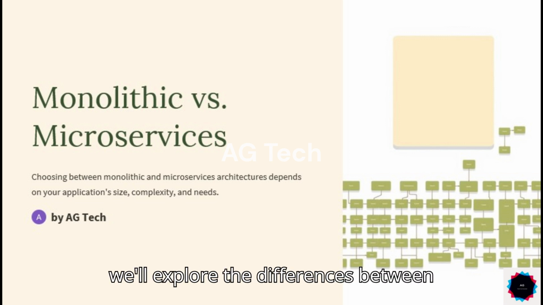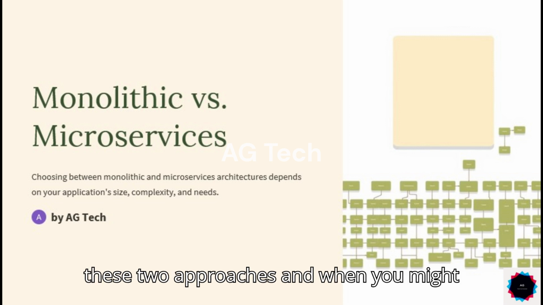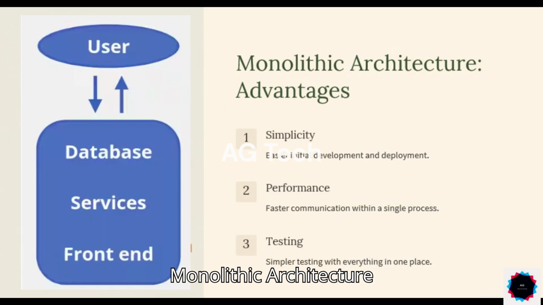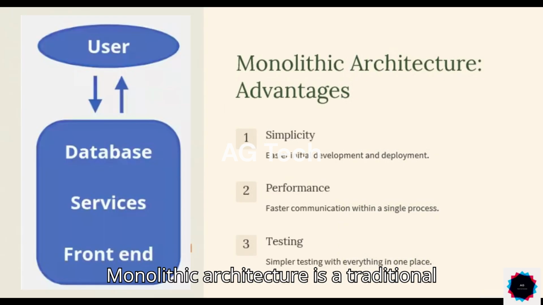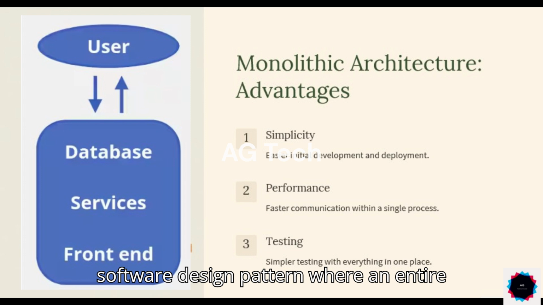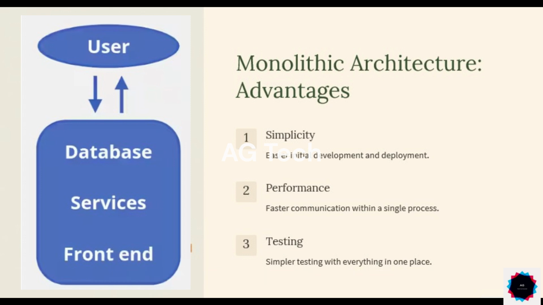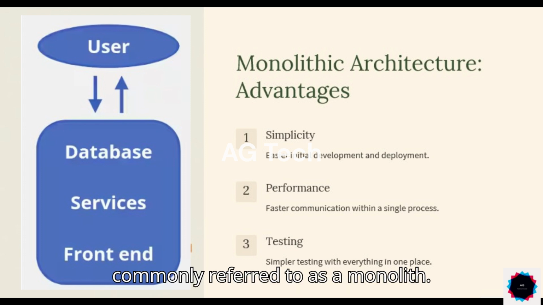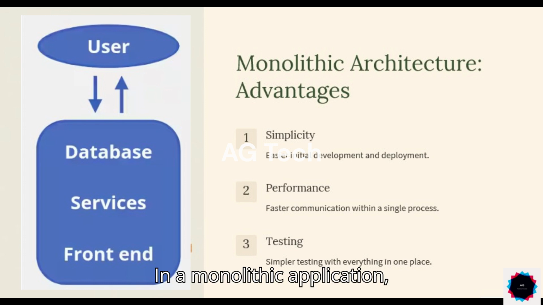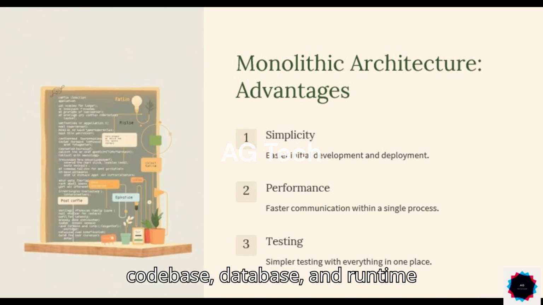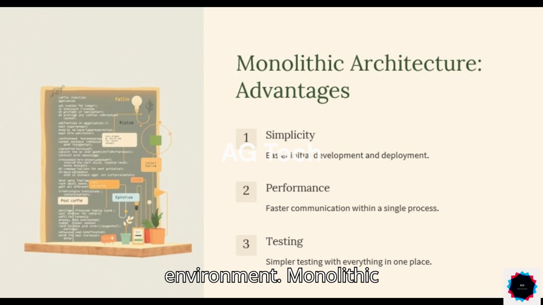Today, we'll explore the differences between these two approaches and when you might choose one over the other. Monolithic architecture. Monolithic architecture is a traditional software design pattern where an entire application is constructed as a single, tightly integrated unit, commonly referred to as a monolith. In a monolithic application, all components and modules share the same codebase, database, and runtime environment.